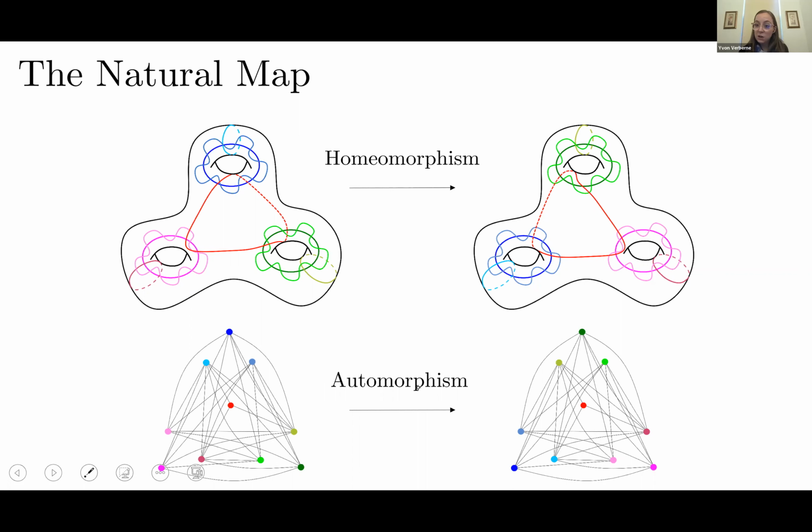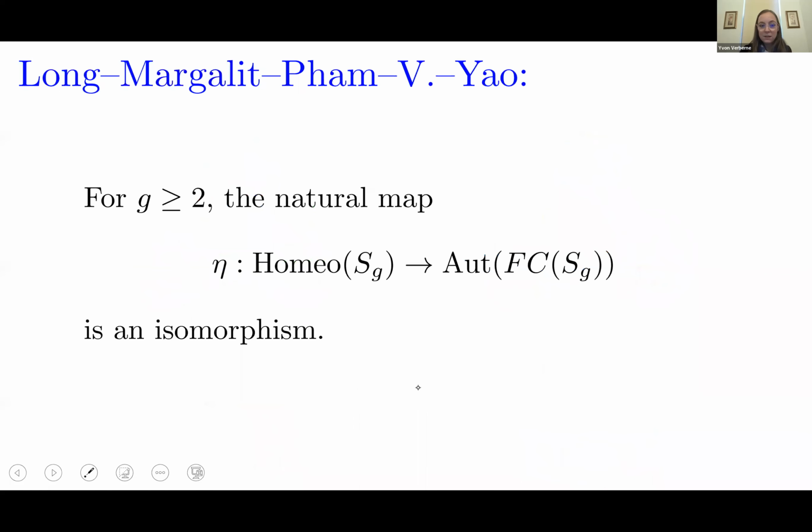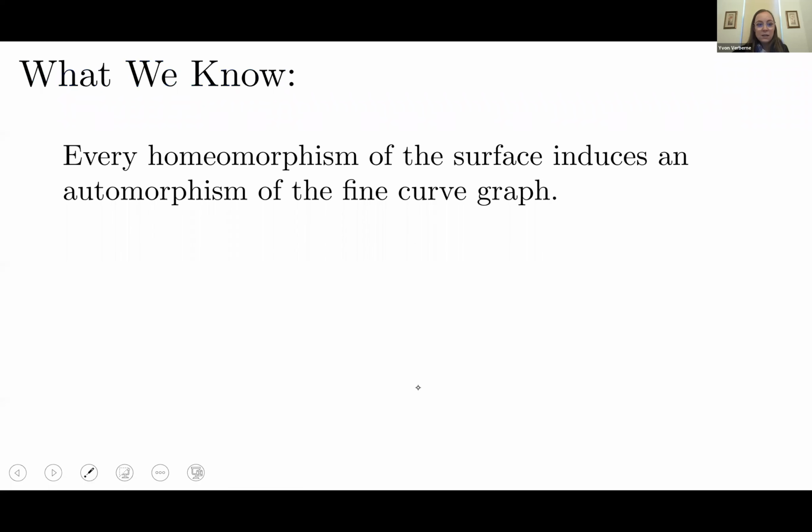Like we saw with the curve graph and the mapping class group, here we see a natural map from the group of homeomorphisms of a surface to the group of automorphisms of the fine curve graph. Together with Long, Margalit, Pham, and Yao, we were able to show that for closed surfaces of genus at least 2, the natural map from the group of homeomorphisms of a surface to the automorphisms of the fine curve graph is in fact an isomorphism. So what we know is that every homeomorphism of the surface induces an automorphism of the fine curve graph.